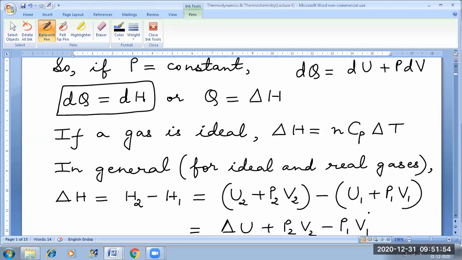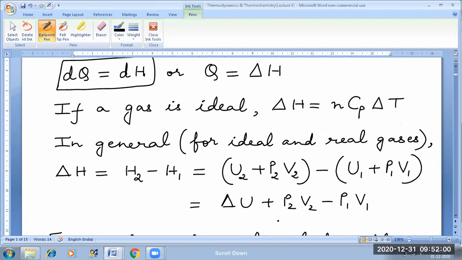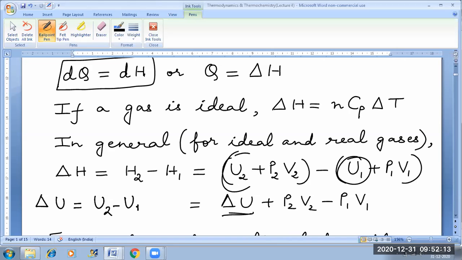So putting the values, I can get that delta H is equal to delta U. Why delta U? This U2 minus U1 will be delta U. Whatever is delta means final minus initial. So U2 minus U1 will be delta U. And I'm left with P2V2 minus P1V1.